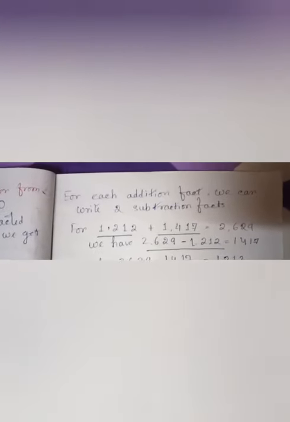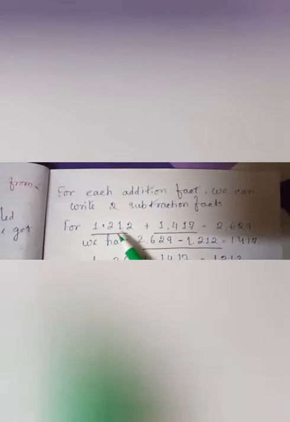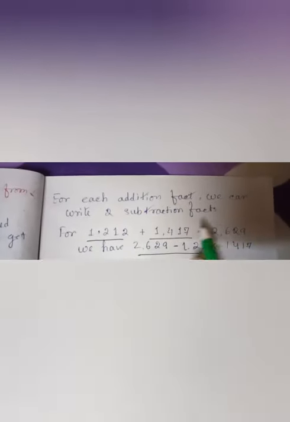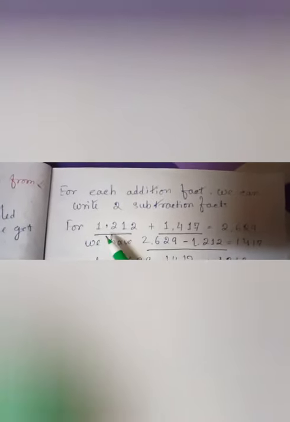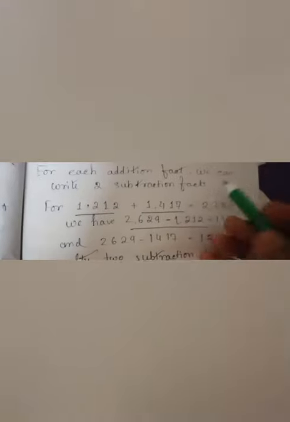Now with this example I am going to make it clear to you. See, now here you can see for each addition fact we can write 2 subtraction facts. So for these 2 numbers, after addition we have got this as a result. This is our sum, right? Now from this sum, if we subtract any of these numbers, what will we get? The other number, because these 2 numbers only made this sum.